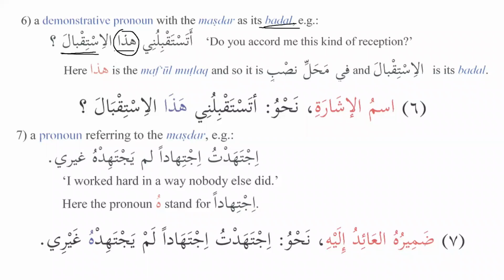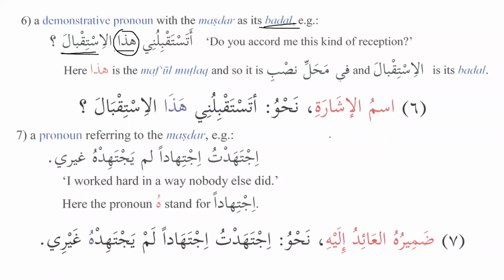So why is it additional? Because it is the deputy of the masdar. Let's not forget that we are discussing the deputies of the masdar. Here hadha is the maf'ul mutlaq, and it is fi mahalli nasbin, and al-istiqbal is its badal. So we say isharatun wa musharun ilayhi, or we can also say that this is badal and this is mubdal minhu.